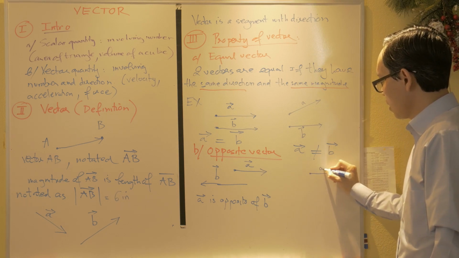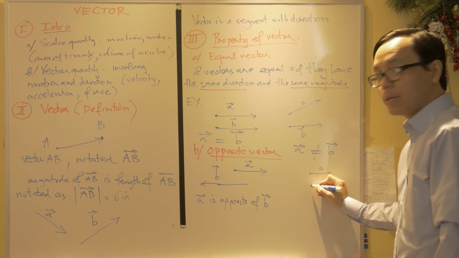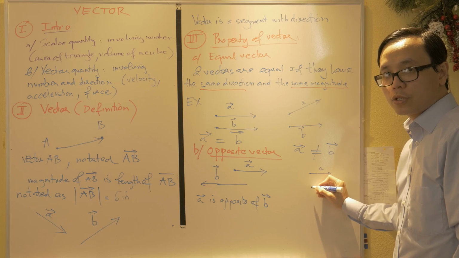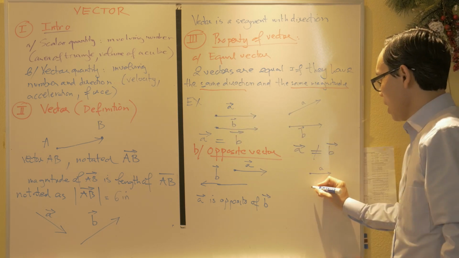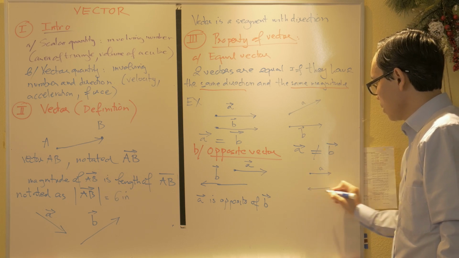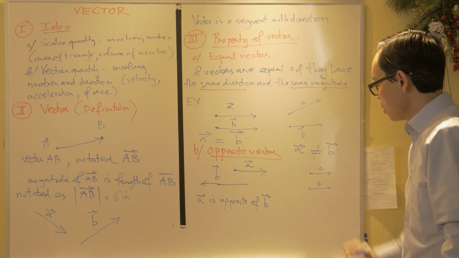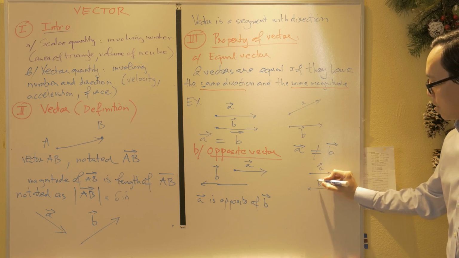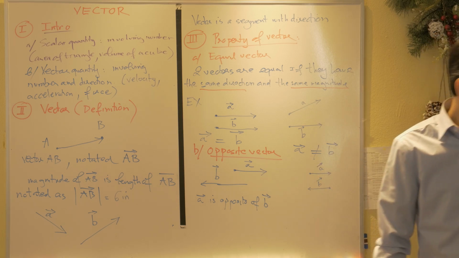I say vector A looks like this, and vector B has the same magnitude as vector A, but they are pointed toward the left side. They are pointed to the left side. Okay. So vector B looks like this. So I can also say this vector A here is opposite of vector B.